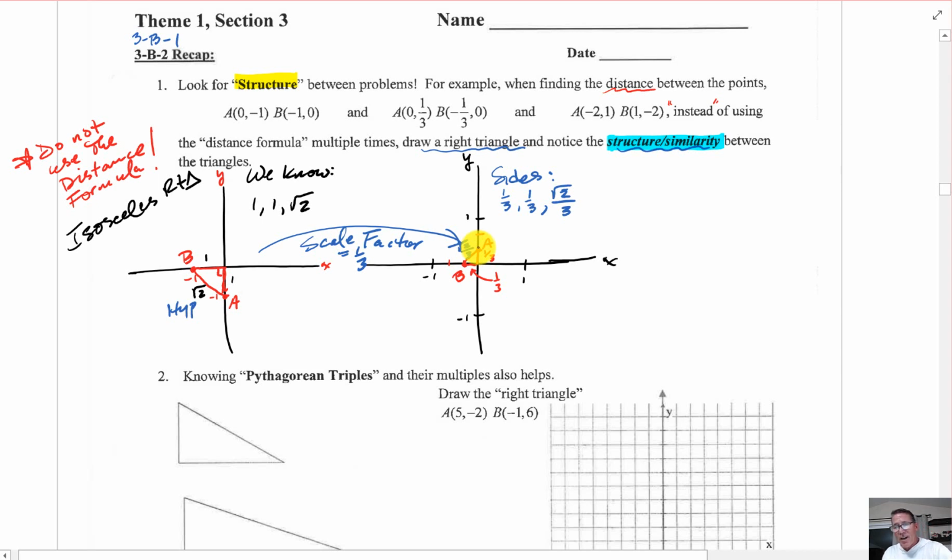And notice I didn't use the Pythagorean theorem. I didn't use the distance formula. I'm using basic common sense, looking at the structure and the similarity between the triangles. Okay, and that's an important part of MRWC. So don't take this for granted. Keep your focus hat on, meaning pay attention. Okay, so let's draw another one now.